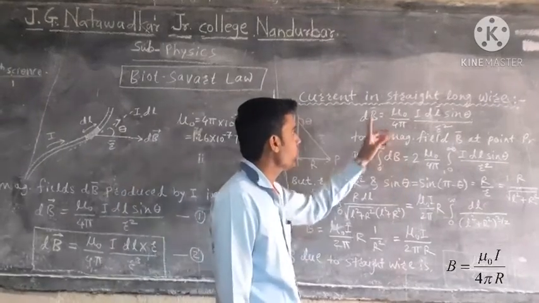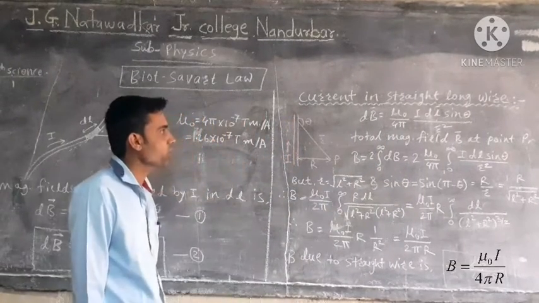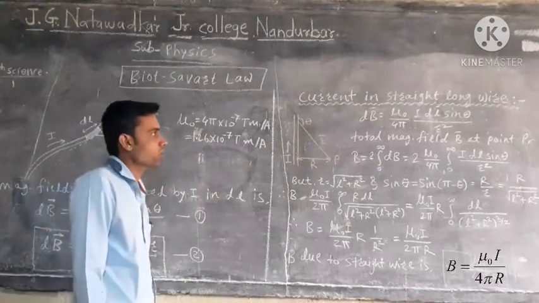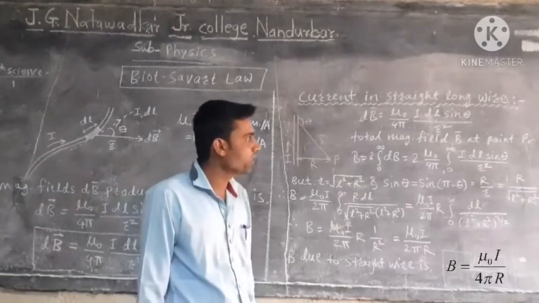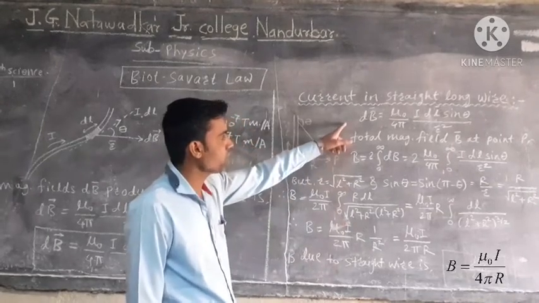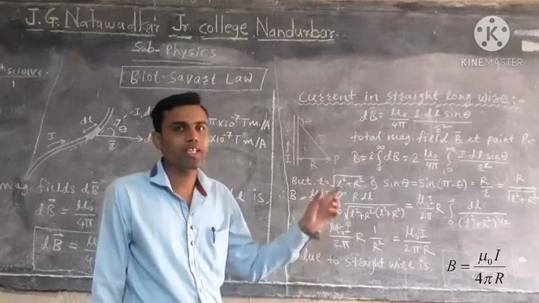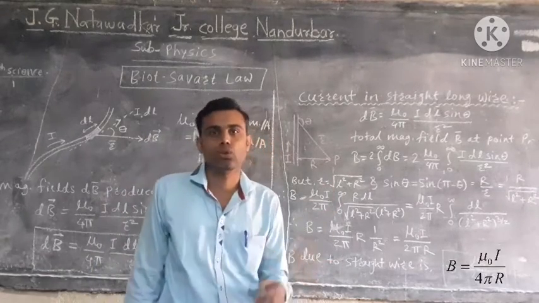Here we have to use one equation. That equation shows you the Biot-Savart law. Okay, Biot-Savart law's equation can be used over here. Here in this equation, the magnetic field dB is given. Okay, the magnetic field is given only for an infinitesimal length.